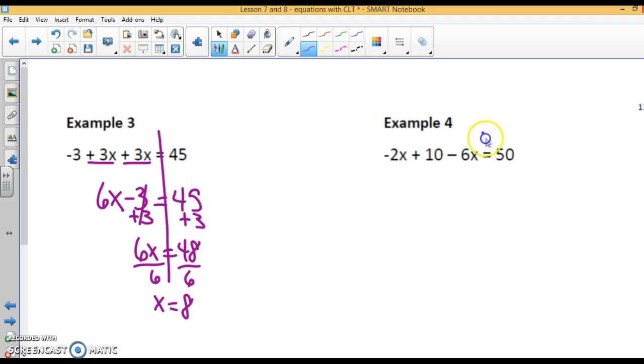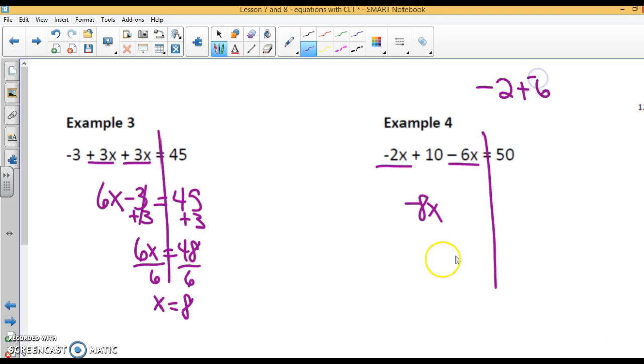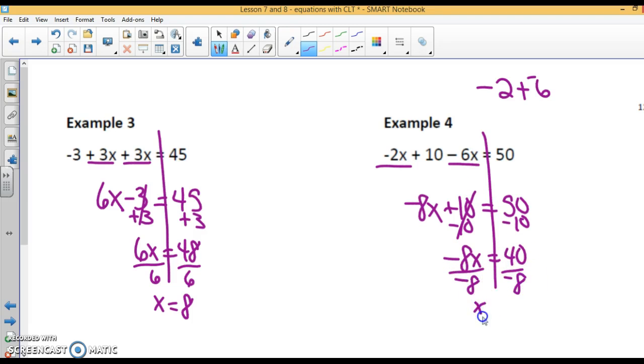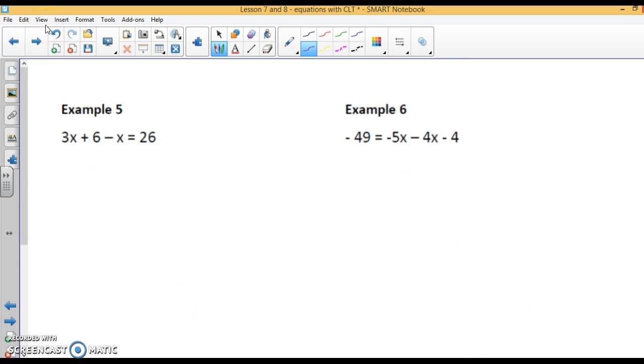Here we go, example 4. Simplify this left-hand side. So negative 2x minus 6x is negative 8x. Because remember, the math that you're doing is negative 2 minus 6. Add the opposite, that's negative 8x. Bring down the plus 10 equals 50. Always simplify before you try to transform. Now we transform, subtract 10 from both sides. I have negative 8x equals 40. Divide both sides by negative 8. X equals negative 5. All right. I think that's enough.